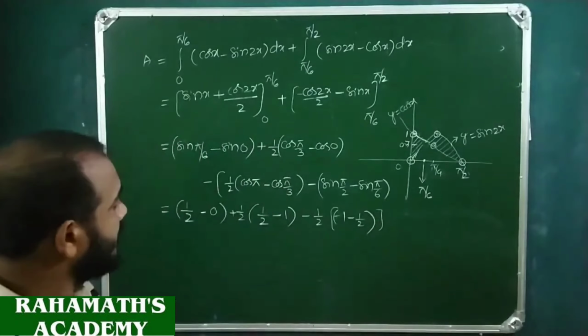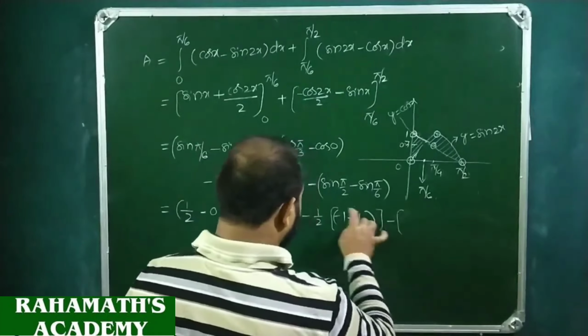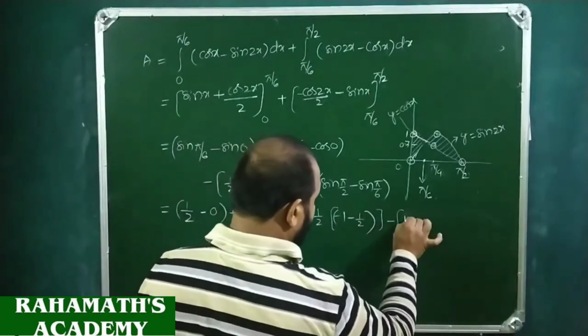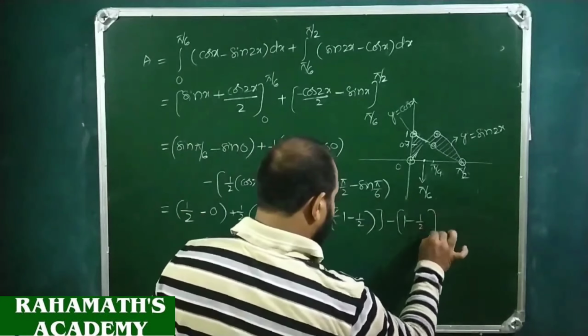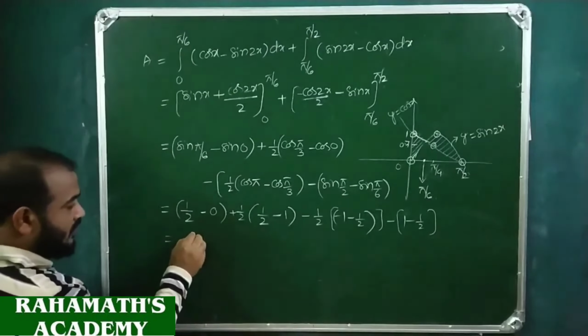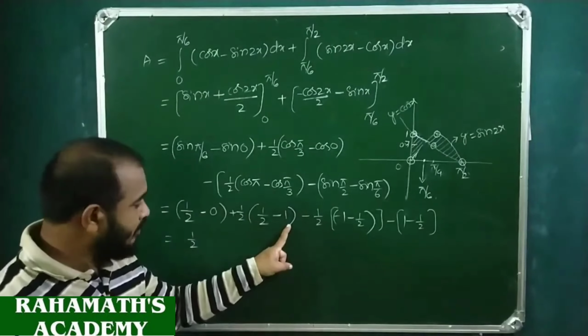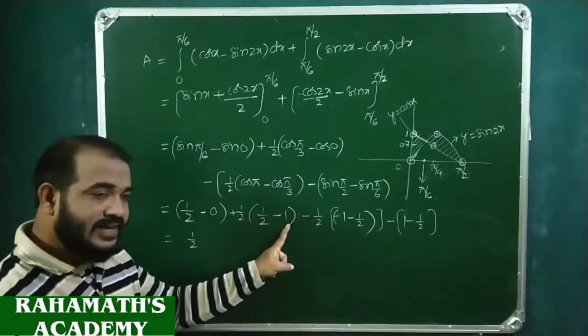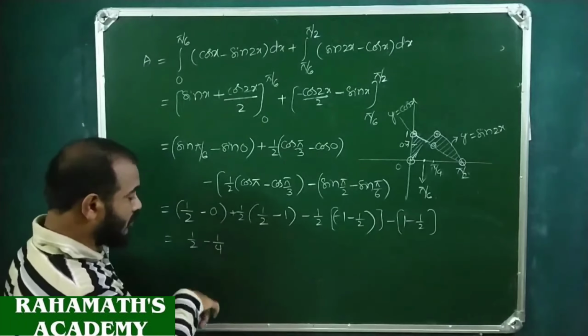Next, here minus sin 90, whose value is 1, minus sin 30, which is 1 by 2. So just simplify. This is 1 by 2. 1 by 2 minus 1 is minus 1 by 2, into 1 by 2. So minus 1 by 4.